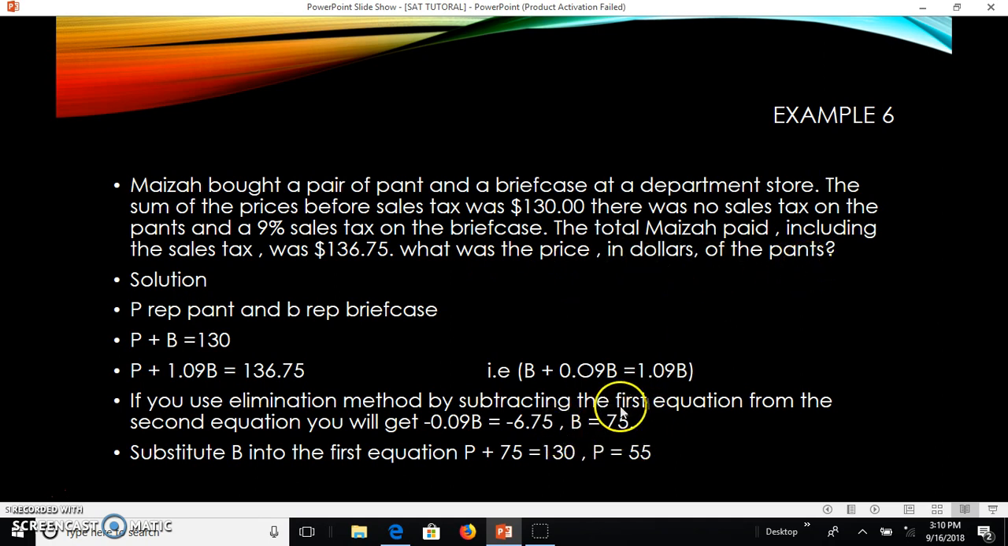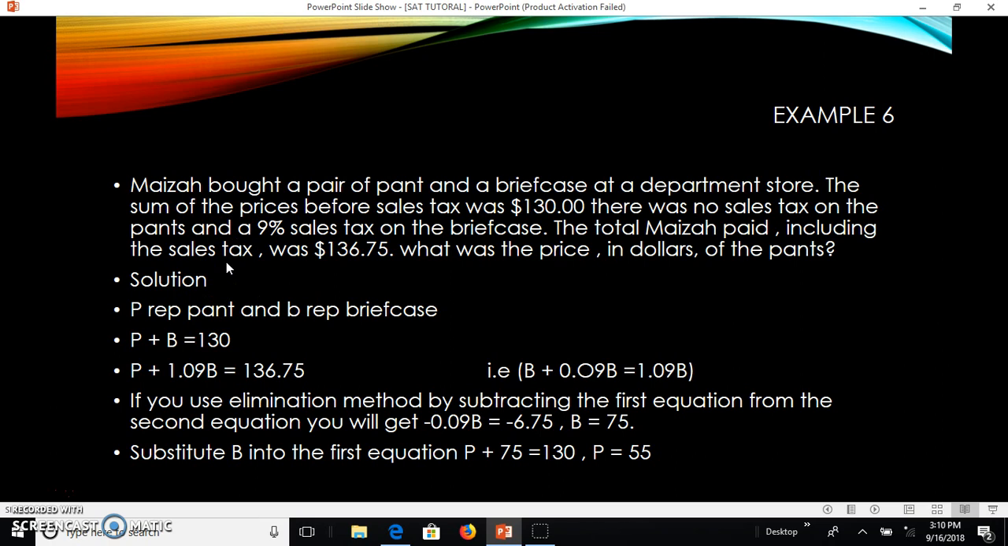So you have to substitute this one into any of the equations, but I choose to pick the first equation, which is P plus 75 equals 130. When you do that, you get the value of P to be 55. So this is the answer. This is an example of a grid-in question.